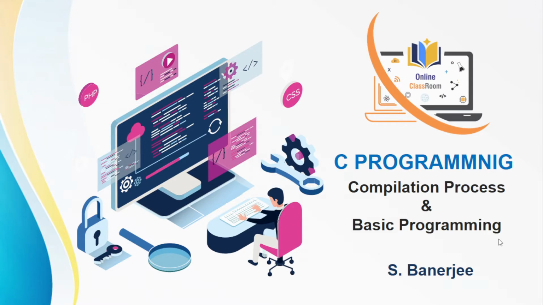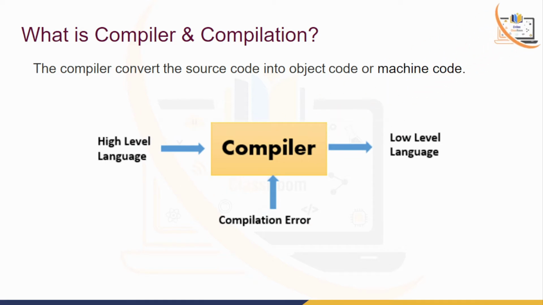Today we are going to discuss the compilation process and basic programming. In the previous lecture we already discussed the introduction, right? Now before going to the details of the compilation process, at first we have to understand what a compiler is and what compilation is. A compiler is nothing but a program, or we can say a software. It will convert the source code into the object code or the machine code.